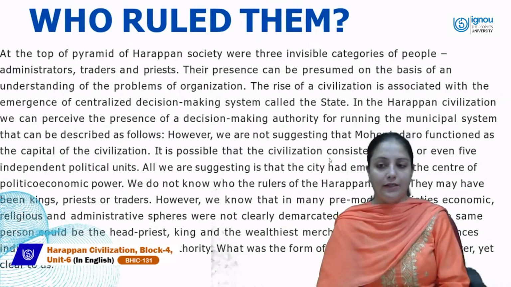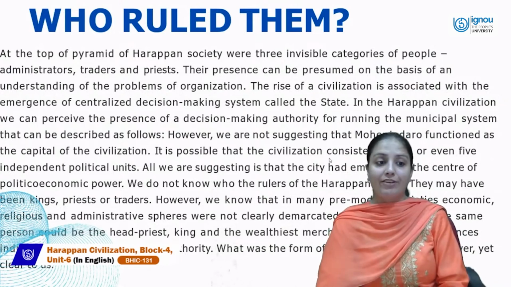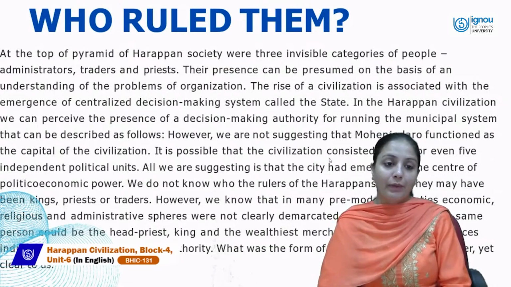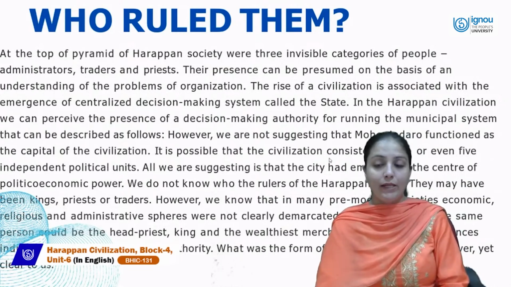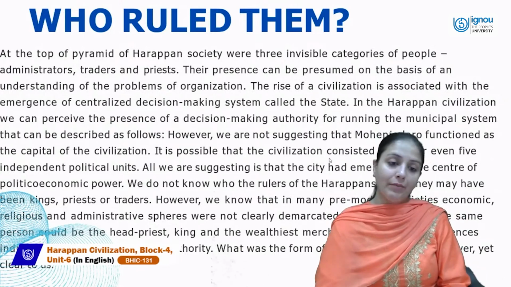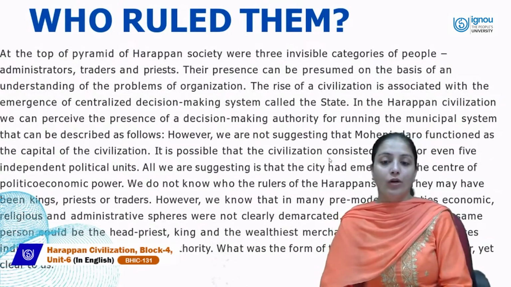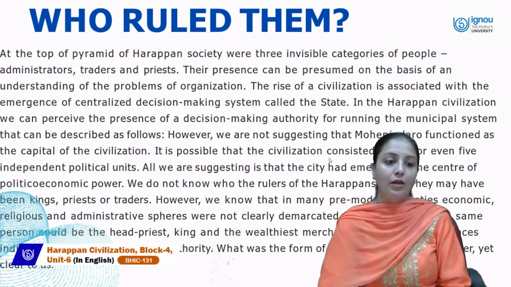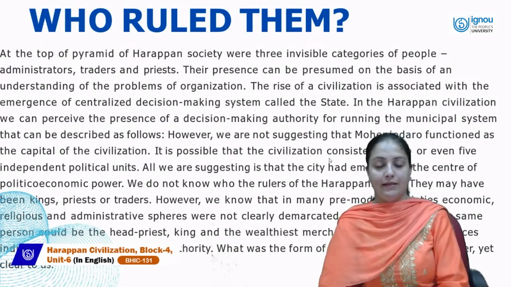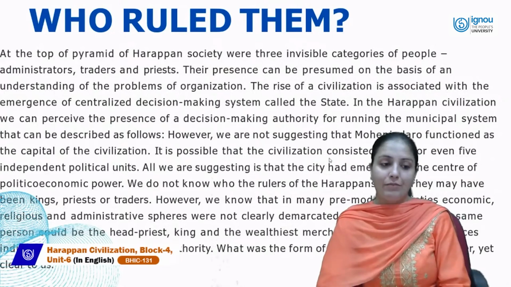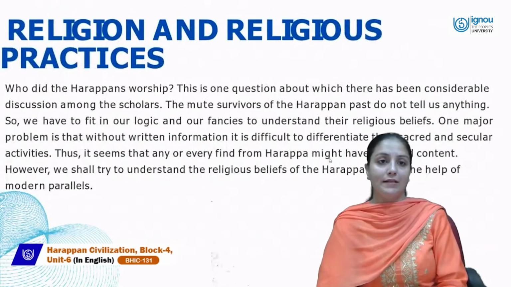Who ruled over the Harappans? Priests, big traders. They may have been kings, priests, or traders. We know that in many pre-modern societies, economic, religious, and administrative spheres were not clearly demarcated. This means that the same person could be the head priest, the head king, and the wealthiest merchant. They can be. That is very clear to us.